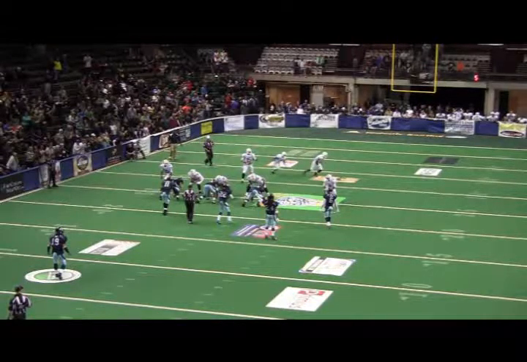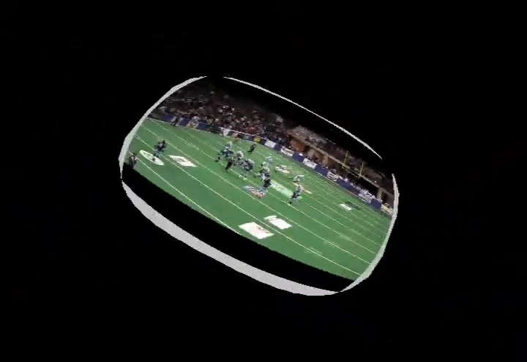Here, this receiver is about 2 yards behind the line of scrimmage. This is an illegal formation, live ball foul. We want a flag at the snap. This could have caused us some problems if we did not have this flag and this play ended up in a touchdown. Let's take a look.